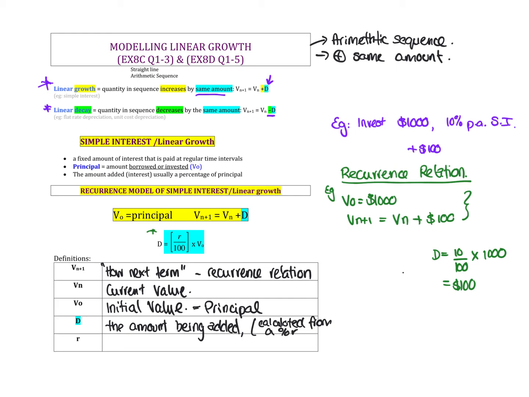A percentage rate, okay? And now R often indicates our percentage rate per annum. What does per annum mean? It means per year, so the yearly rate. Sometimes you might see percentage P.A. That means per annum. They're quoting that, per annum.